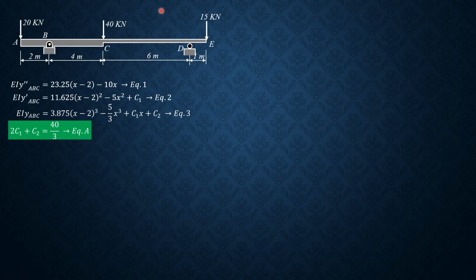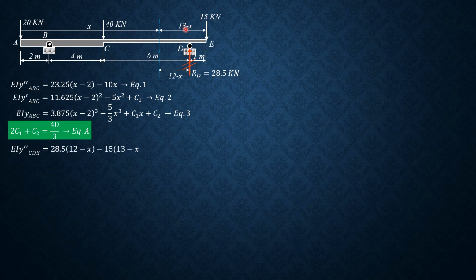So for CDE, we section it here. So that is x, therefore this distance is 13 minus x. RD was 28.5 kilonewtons. So this is 13 minus x, while this distance is 12 minus x. Remember that moment is positive counterclockwise. So EI y double prime CDE equals 28.5 times quantity 12 minus x, then minus 15 times quantity 13 minus x. Call that equation 4.